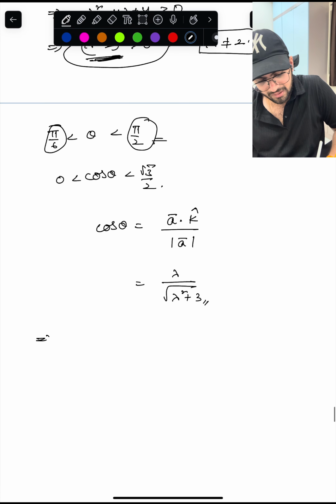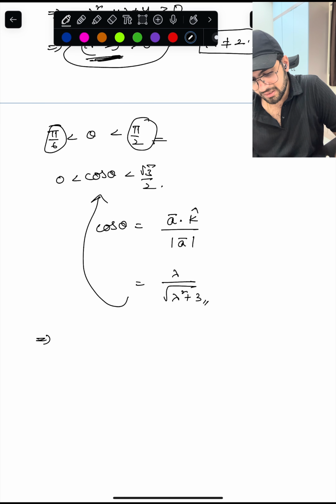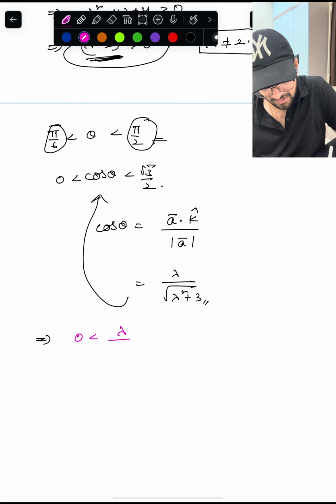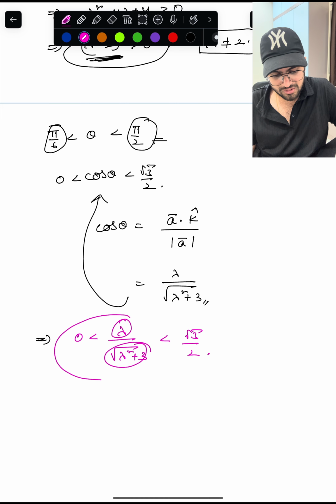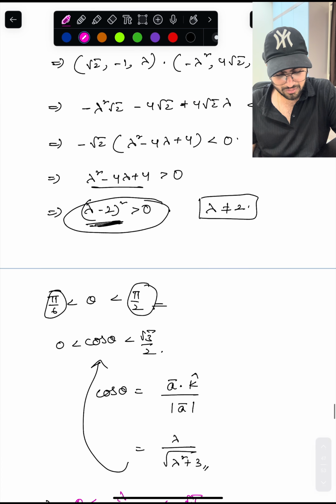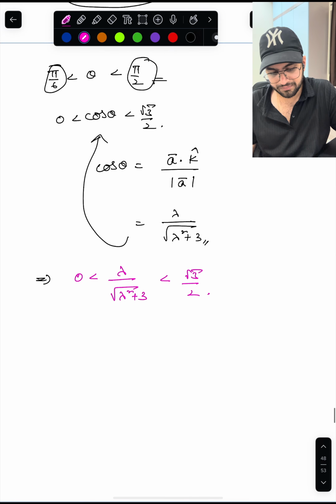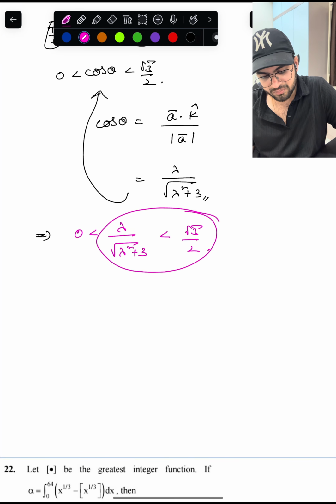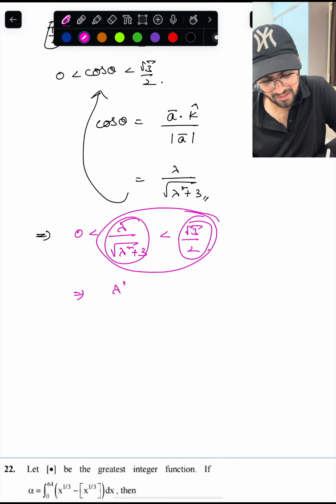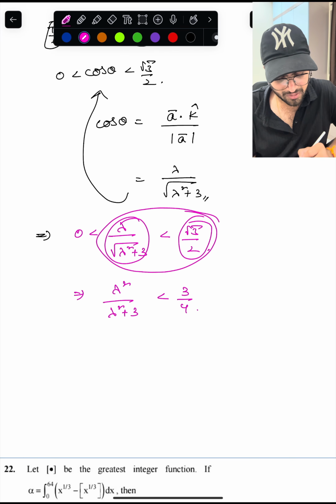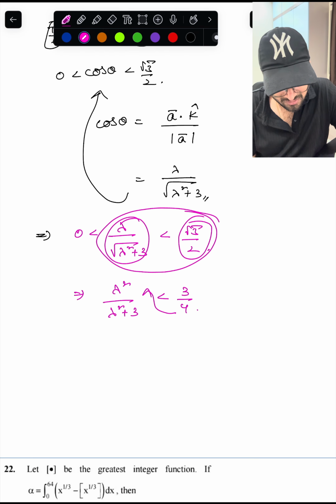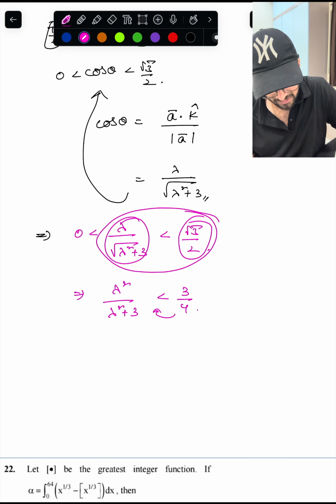Now we got an inequality here. From here substitute cos theta in here. So you will be getting 0 less than lambda by root of lambda square plus 3 less than root 3 by 2. Okay. So anyways, as lambda is positive, this is also positive. This is always true, right? So as lambda greater than 0 is given clearly here, right? So now let's solve this part of the inequality. So now as they are positive, I can square them up and I will get the same inequality running between them, right? And now here I can cross multiply also, or else you can take this value to this here.